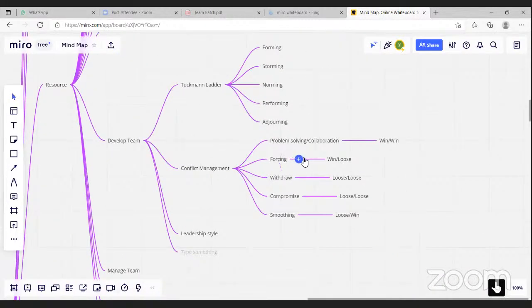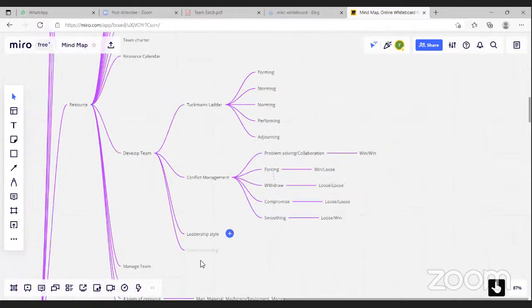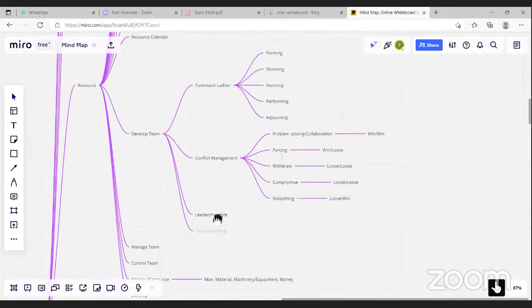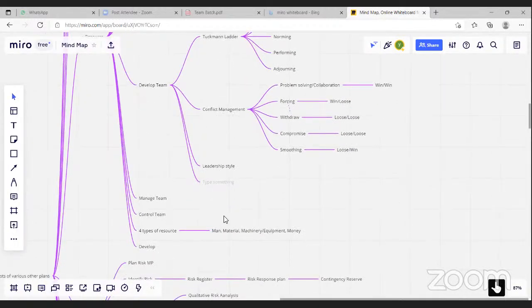One of the things the project manager should be doing initially is that conflict should be avoided by the team, whoever is responsible, and the project manager will do the coaching part based on the need of the particular conflict. Okay, and he manages the team, he controls the team. And resource management is not only the resource, it also has material, machinery, equipment, and money.